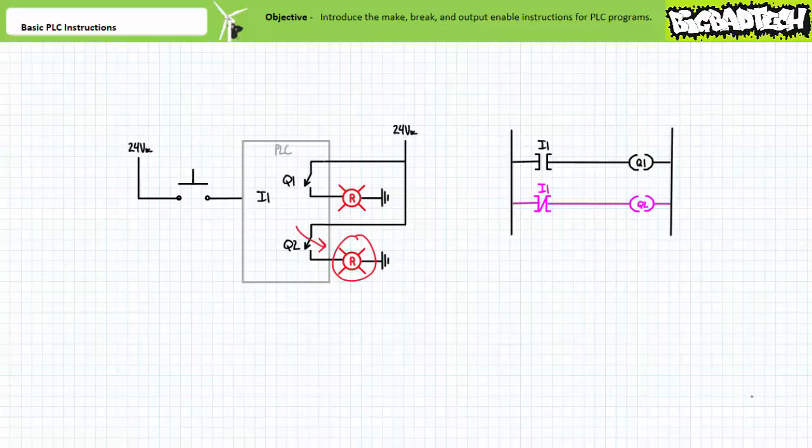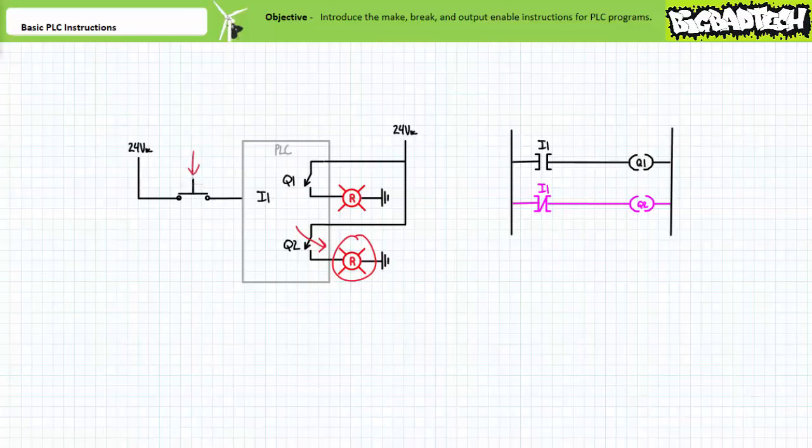Let's examine the response of this system when the field input device is in its deactivated open state, and again when it is placed in the activated closed state. When the field input device is in its deactivated open state, input 1 is receiving a logical 0, being the absence of voltage. The make instruction in rung 1 does not allow logical continuity from left to right, and the Q1 coil is de-energized. The pilot lamp attached to output Q1 is off. In contrast, the break instruction in rung 2, examining the same input, does allow logical continuity from left to right, and the Q2 output coil is energized. The pilot lamp attached to output Q2 is on.